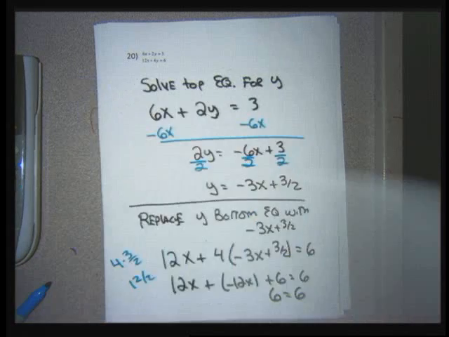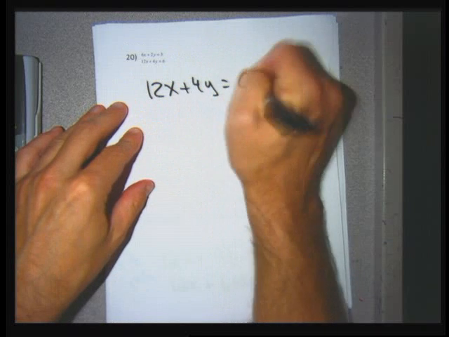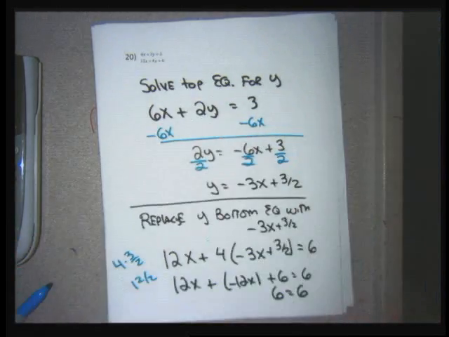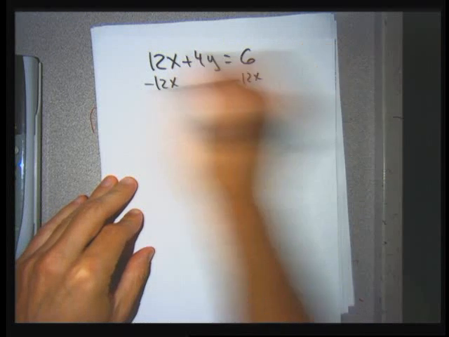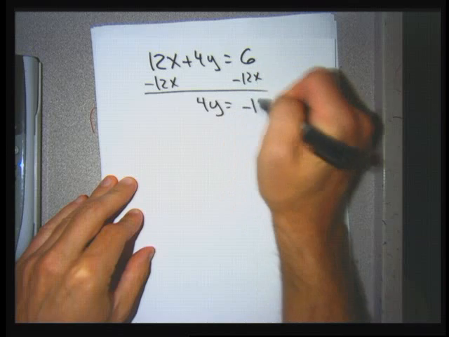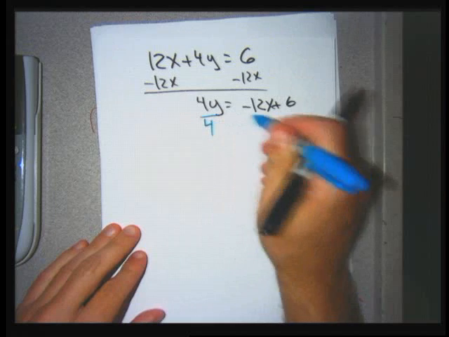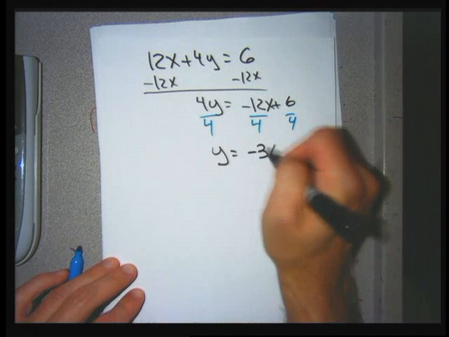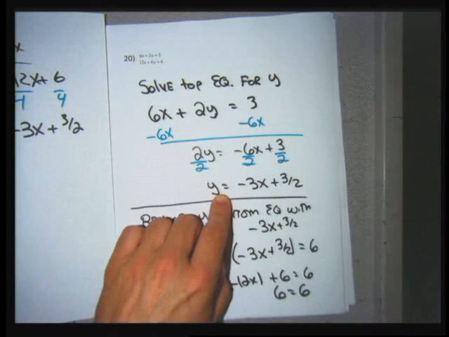I have two equations. One equation was 12x plus 4y equal to 6. Pretend that I didn't know that I solved the top equation for y, and I'm going to solve the bottom equation for y. How do I solve it for y? I minus 12x. When I minus 12x, I get 4y equals minus 12x plus 6. Divide by 4. When I do that, I get y equals negative 3x plus, and 6 over 4 is 3 halves. Remarkably, that's exactly what I got when I solved the top equation for y.